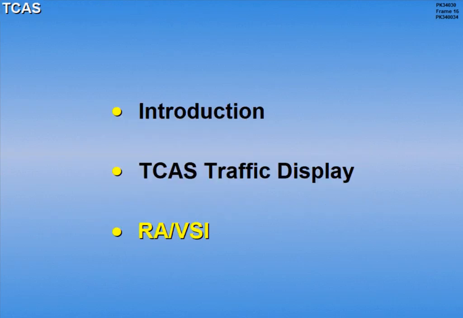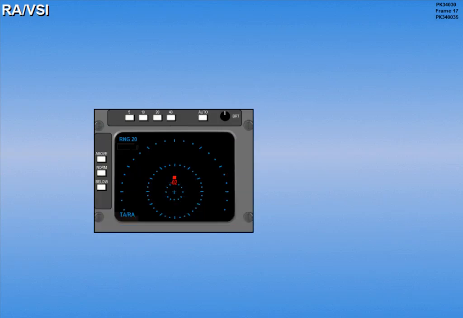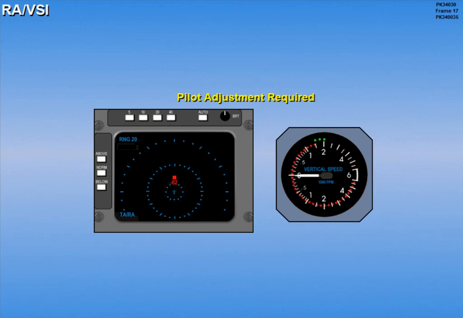We'll now look at the RAVSI. When an RA requires a pilot adjustment, colored arcs are presented along the vertical speed scale. The green arc identifies the vertical rate to be flown and is called the fly-to area. The red arc identifies a restricted vertical speed.